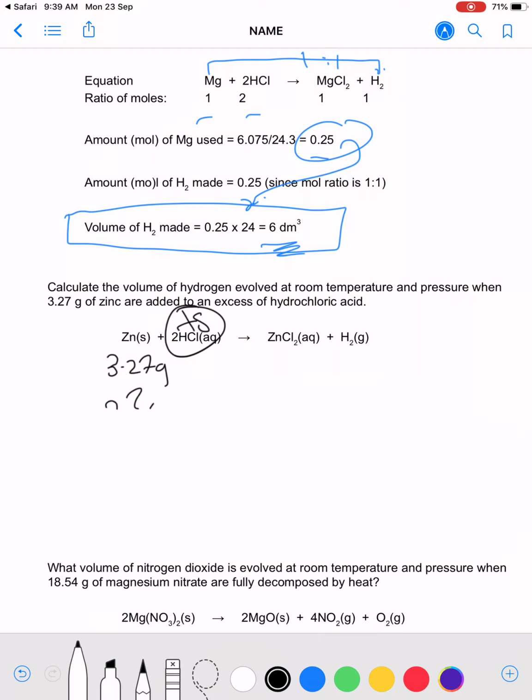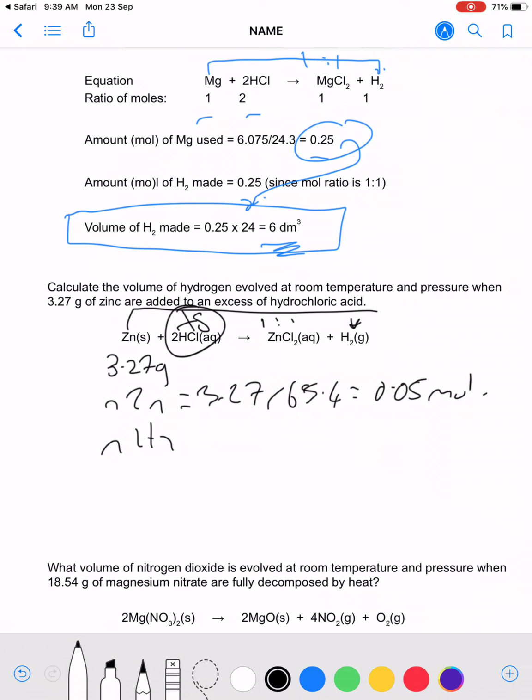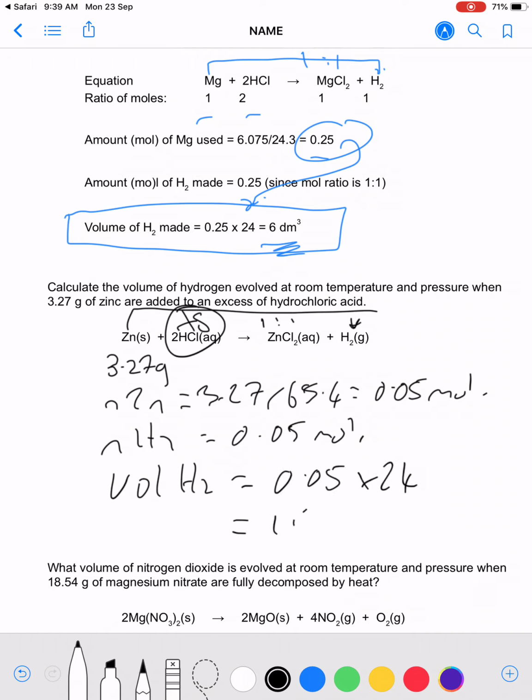So the moles of Zn equals 3.27 divided by 65.4, which is the atomic mass of zinc, which equals 0.05 moles. That means the moles of H2, well, it's 1 to 1, zinc to hydrogen, is going to equal also 0.05 moles. So the volume of hydrogen produced is 0.05 times 24, which equals 1.2 decimeters cubed.